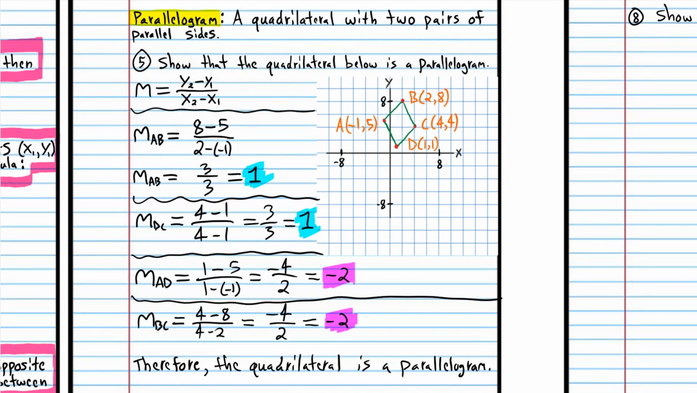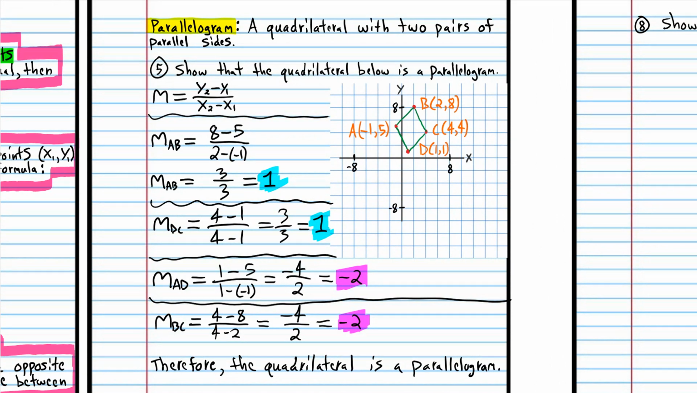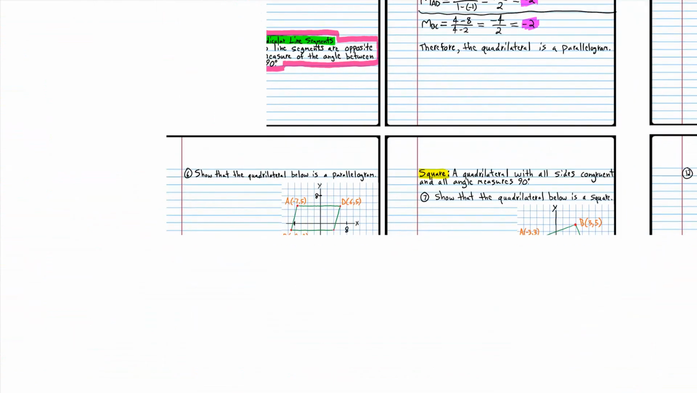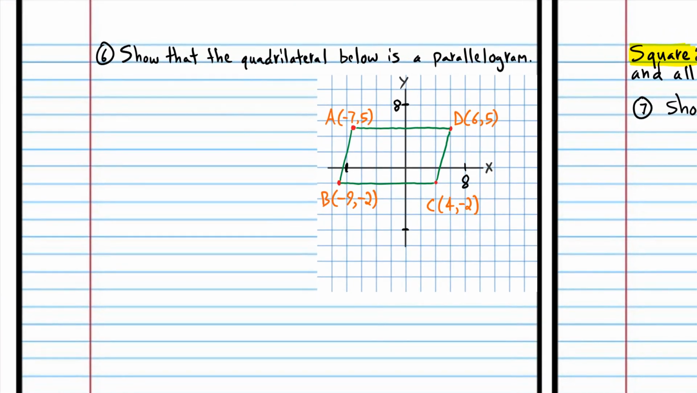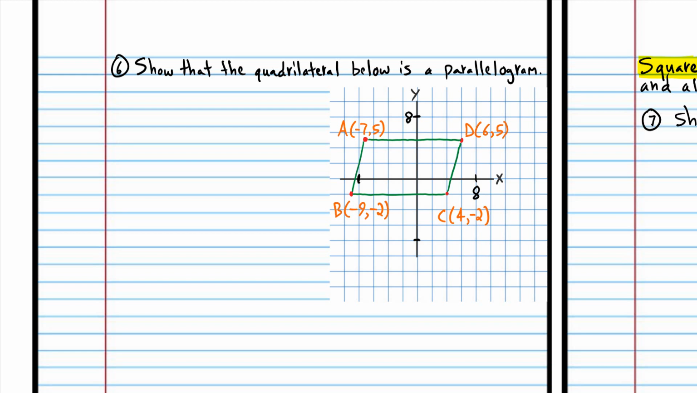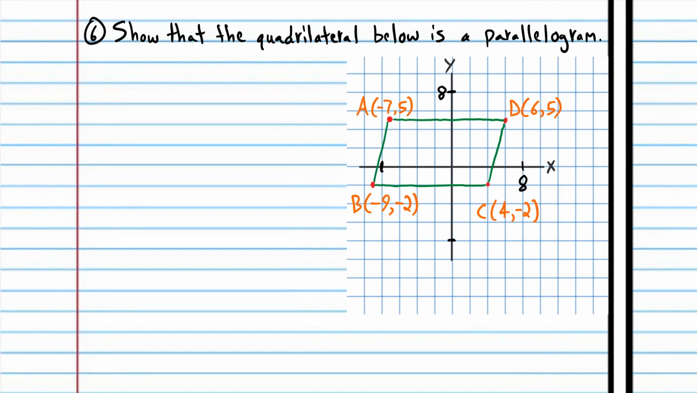So you can get a screenshot of this if you want. You're going to do a problem like that on your own. You can refer back to that if you need to. So for number 6, show that the quadrilateral is a parallelogram. So you're going to show that this side is parallel to this side, and this side is parallel to this side. Now just be aware, this is a flat line, so the slope of that one is going to be probably 0. So go ahead and try number 6, and when you come back, we'll do it together.